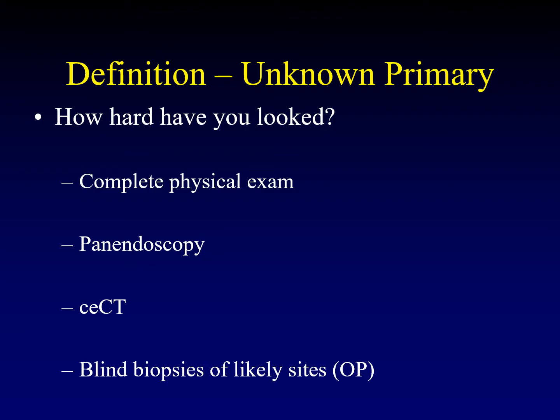So the next question is, how hard have you looked for that primary? And these are the ways we look. We can do a complete physical examination. We can do a pan-endoscopy of all mucosal surfaces. We can do a contrast-enhanced CT or an equivalent in MRI. And we could do blind biopsies of likely primary sites. Most people refer to the tongue base within the oropharynx as the most likely site to do blind biopsies.